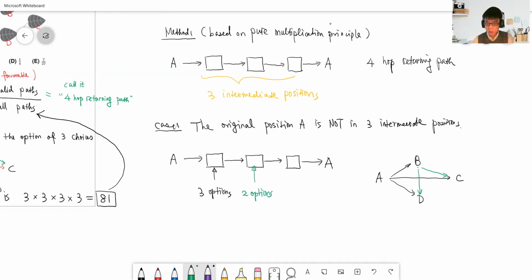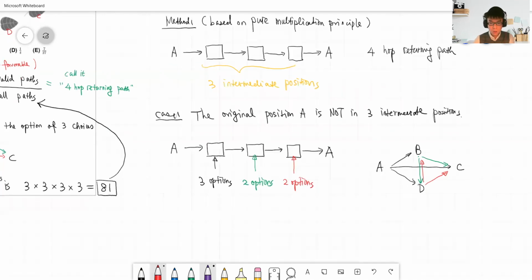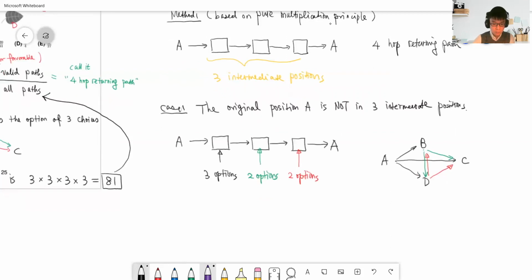For example, for the second hop, the cricket hops from B to D. Now we consider the third hop. The third hop still, the cricket cannot return to A. There are only 2 options, from D to C or from D to B. So there are 2 options for the third hop. Finally, for the last hop, it returns to A. There's just 1 option. So this case corresponds to the following number. 3 times 2 times 2 equals 12. There are 12 such 4-hop returning paths.